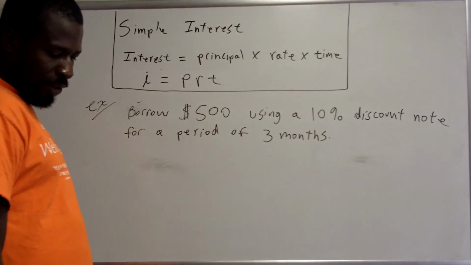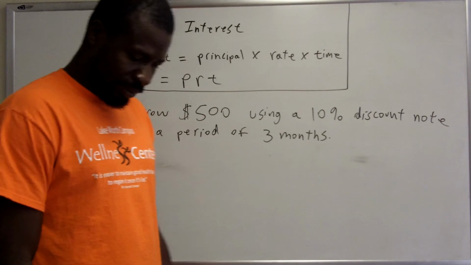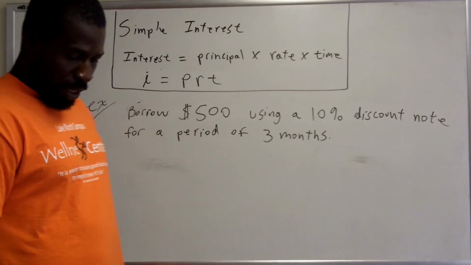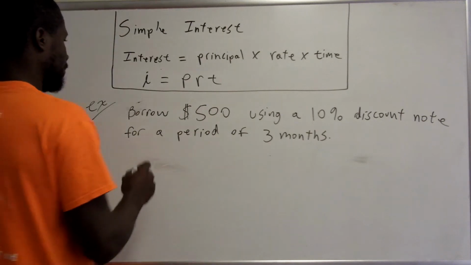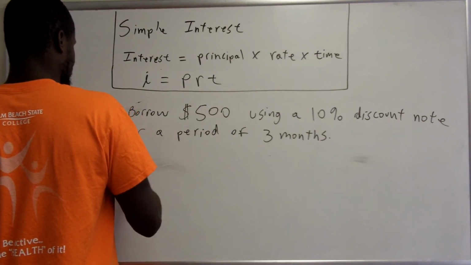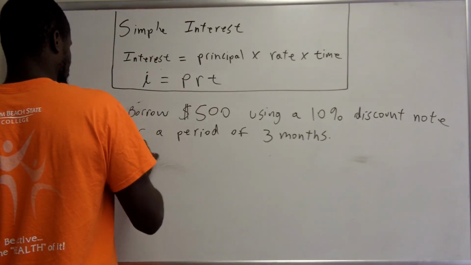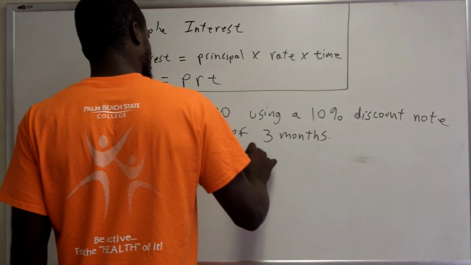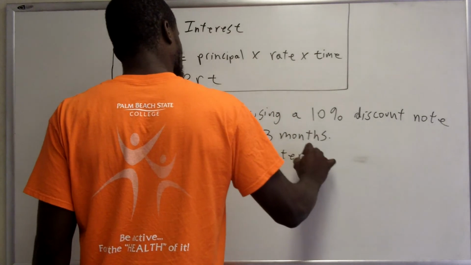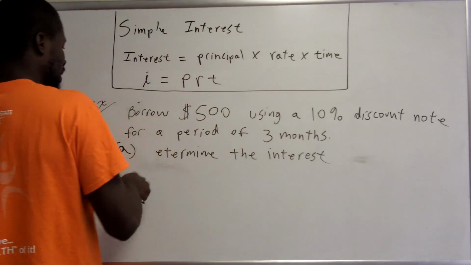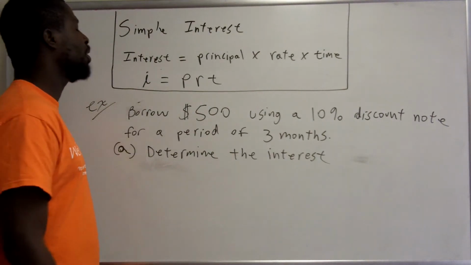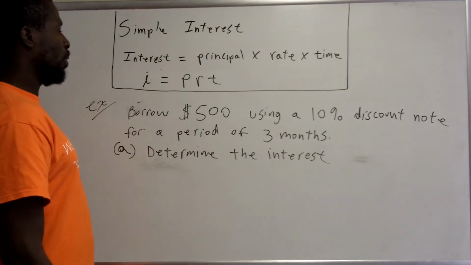Okay, the first question I'm going to ask is determine the interest. Now notice I didn't say determine the interest rate. The interest rate would be R. I'm asking you to determine the interest, which is I. So here's what we do.